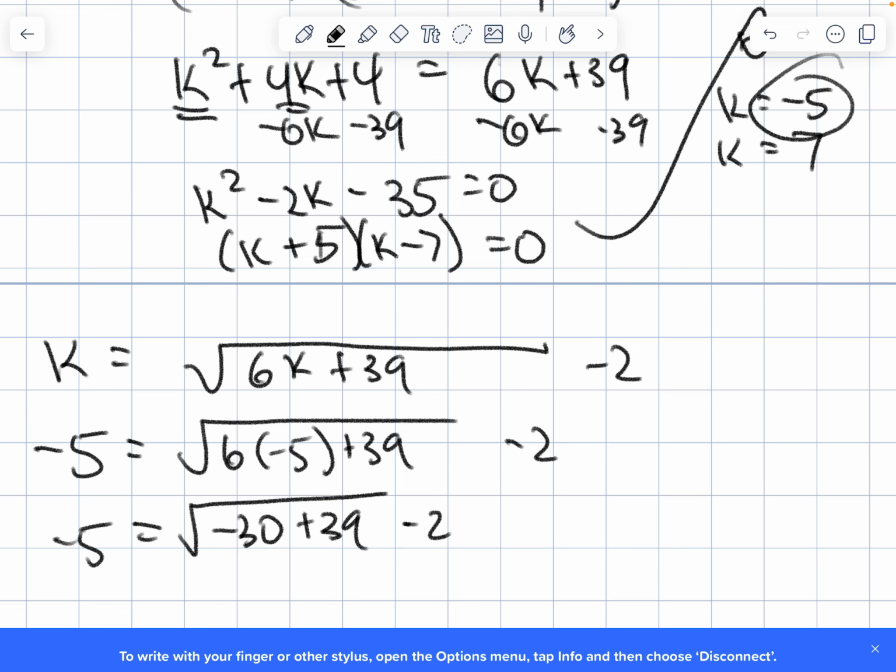Negative 30 plus 39 is going to be 9. The square root of 9 is 3. 3 minus 2 is 1. 1 does not equal negative 5. So the first solution, negative 5, doesn't work. Try 7 on your own and see if it works. Okay, that's it. Keep on working through these, guys.